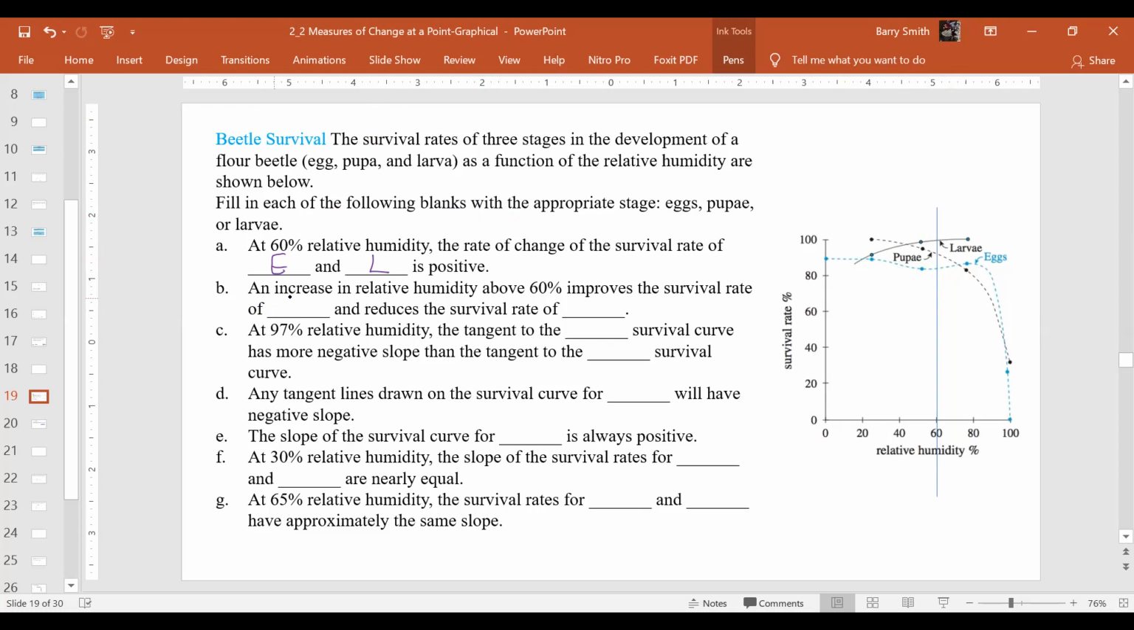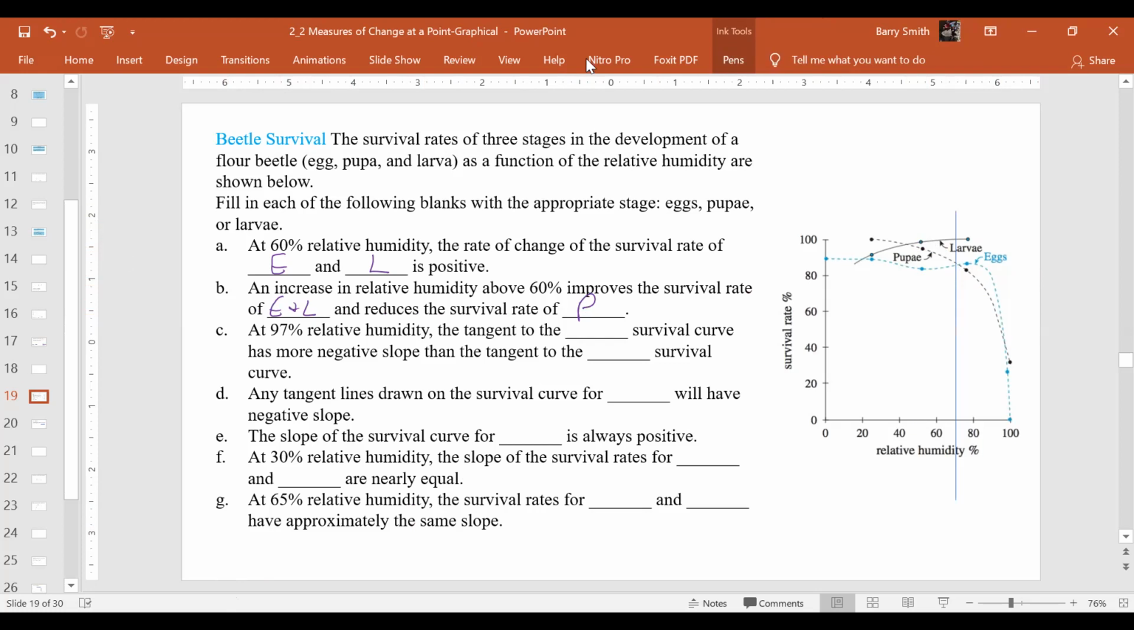All right, so now an increase in relative humidity above 60% improves the survival rate of what and reduces the survival rate of what. So basically, as we come further to the right, what happens? Well, if we come further this way, we're increasing the survival rate, which is the number over here, of the larvae, as well as the eggs up to a certain point. Okay, so the eggs and larvae both look like they go up. So we'll write eggs and larvae here, and reduces the survival rate. Well, this one keeps going down the further we go this way. And so the pupae are going to be here.